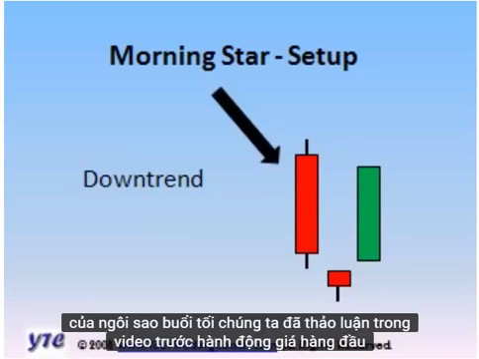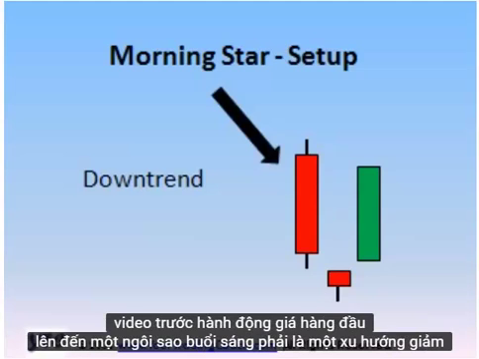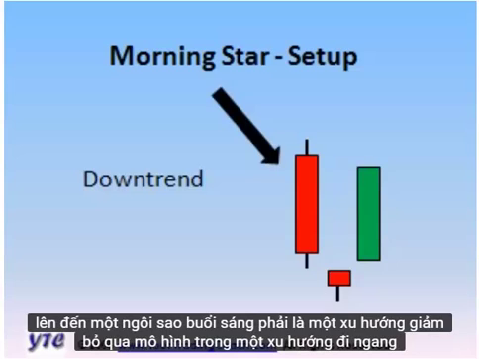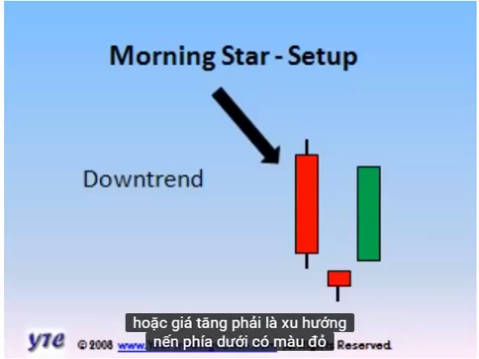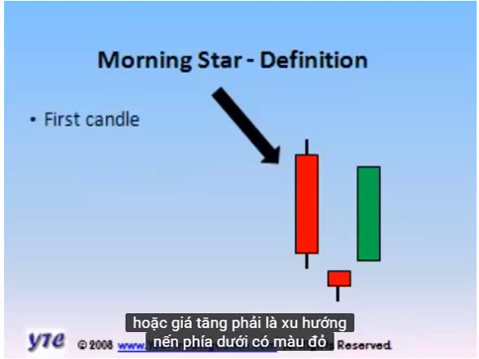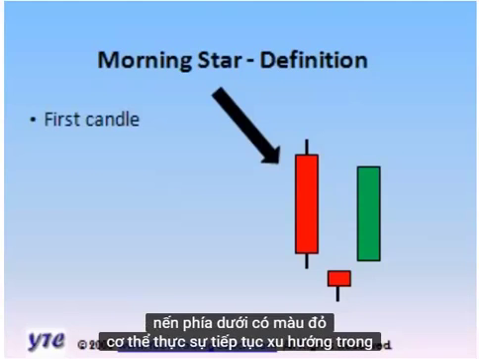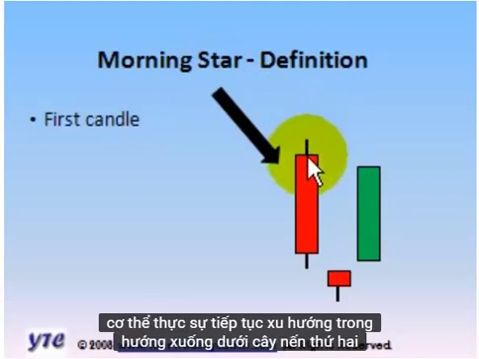The price action leading up to a morning star must be a downtrend. Ignore the pattern in a sideways trend or an uptrend. Price must be trending downwards. The first candle has a red real body, continuing the trend in the downwards direction.